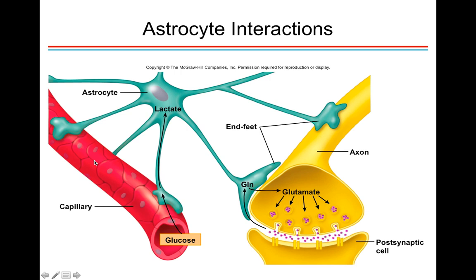All molecules have to pass directly through the epithelial cells, and here we see glucose being brought into the astrocyte, being converted to lactate, and then this can be given to the nerve cell. Here's a picture of the glutamate neurotransmitter being secreted, and then any excess neurotransmitter can be picked up by the astrocyte and recycled, and then given back to the nerve cell.